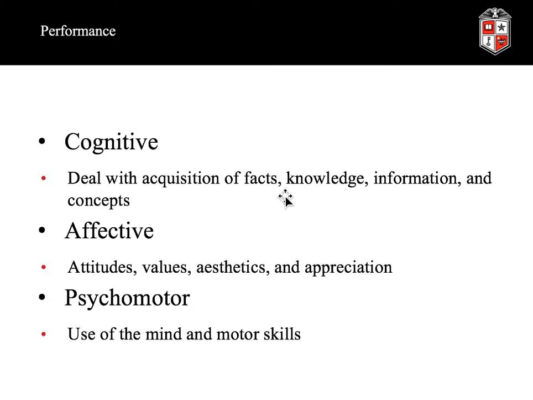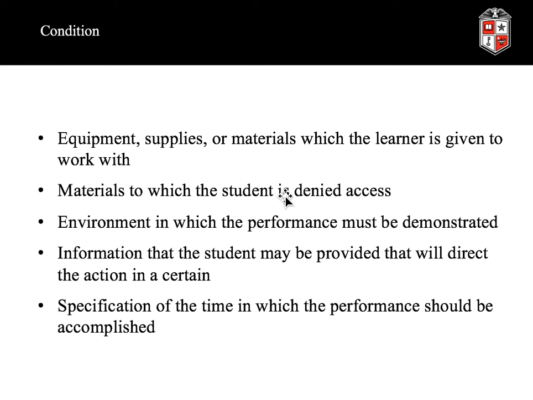All right, so again, performance, that's tied to your 3 domains from Bloom's taxonomy: cognitive, affective, and psychomotor. We're going to just focus on the cognitive domain, so deal with acquisition of facts, knowledge, information, and concepts, rather than your attitudes or skills. We could write performance objectives that work for affective and psychomotor domains, but we're just going to look at cognitive domain for this course.